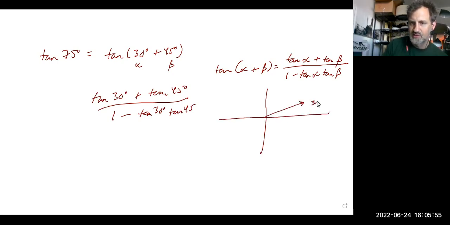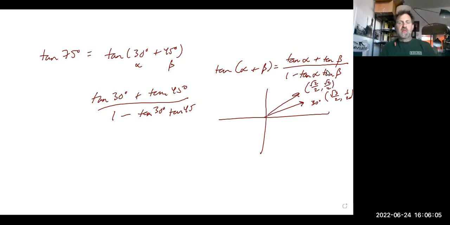Okay, again, back to the unit circle. Here's my 30 degrees mark, which is the square root of 3 over 2, comma 1/2. And then I got my 45-degree mark, which is square root of 2 over 2, square root of 2 over 2. All right, here we go.